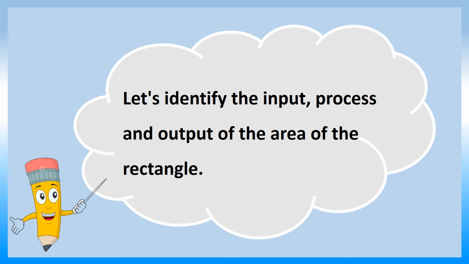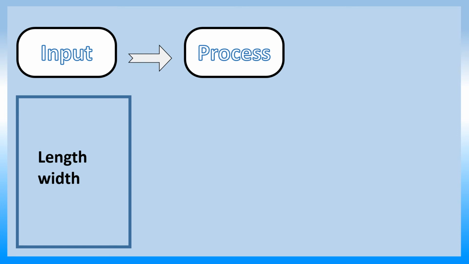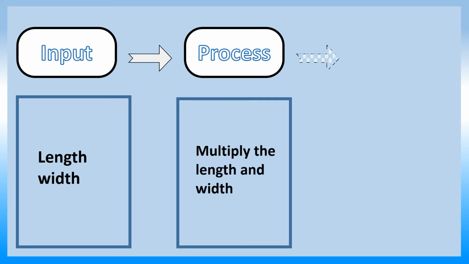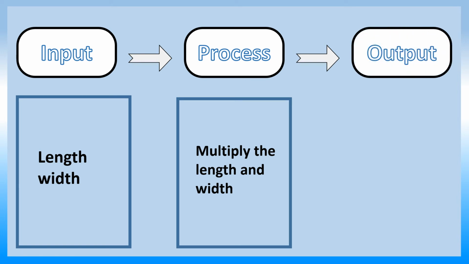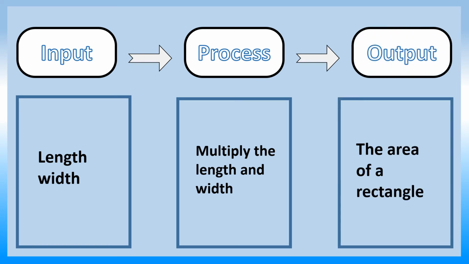Let's identify the input, process and output of the area of the rectangle. Input is length and width of the rectangle, that is input. Next one, process. Multiply the length and width, that is process. Next one, output. Output is final result, the area of the rectangle.